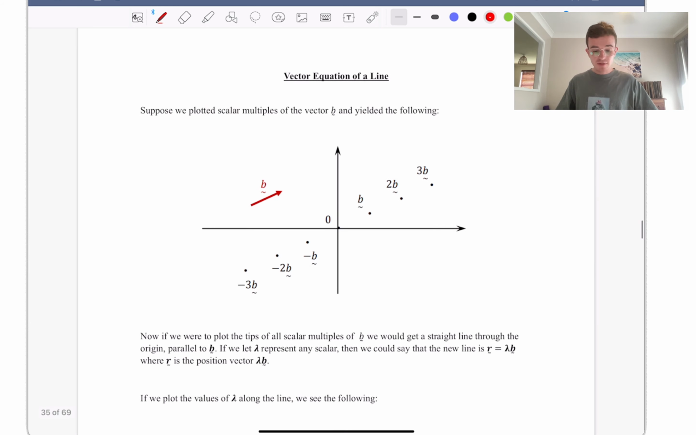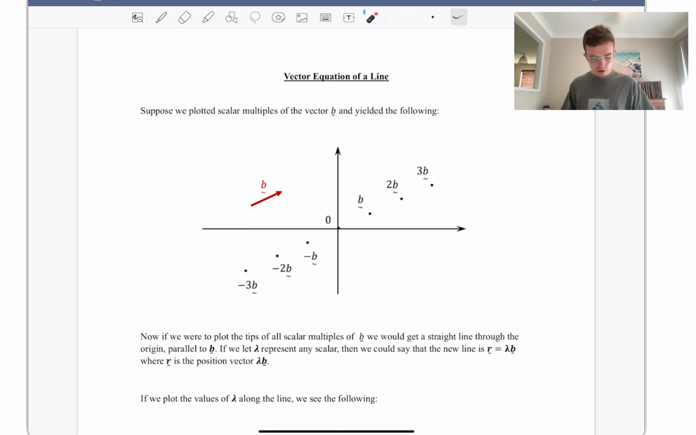Hello, today we're going to have a look at the vector equation of a line. So suppose we scattered scalar multiples of, say, a vector b along a Cartesian plane, and we'd get something of the following. So we've got b here, and then that's b there, but this is 2b, and then 3b, and minus b, minus 2b.